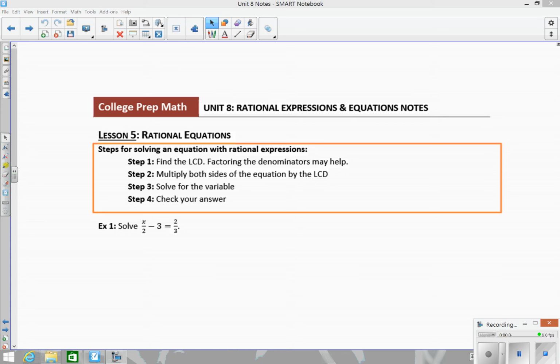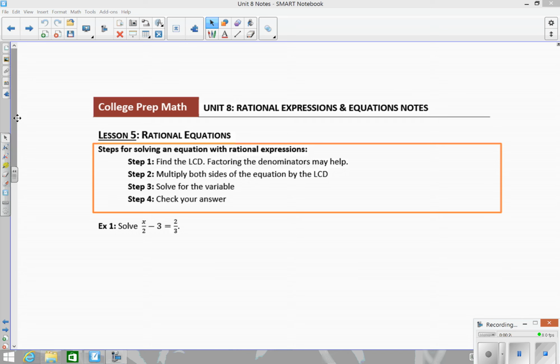In lesson 5, we're going to look at how to solve rational equations. So the steps for solving rational equations: first, we're going to figure out the LCD, similar to what we did in the previous lessons. And we're going to multiply everything by the LCD. What that's going to do is eliminate our denominators, and it'll make our equations much easier to work with. And then we'll just solve for the variable.